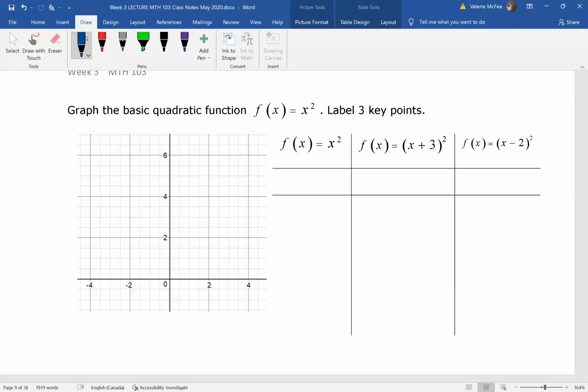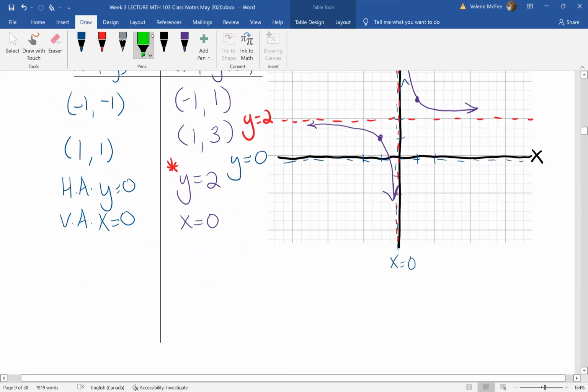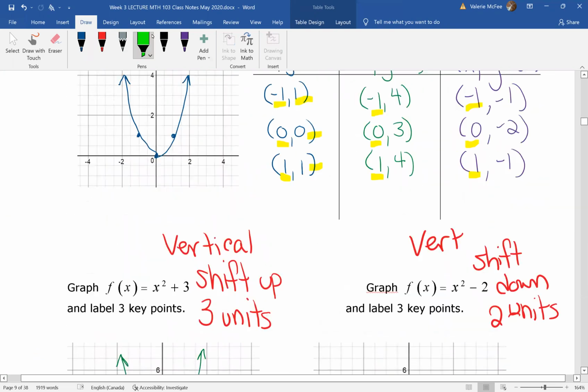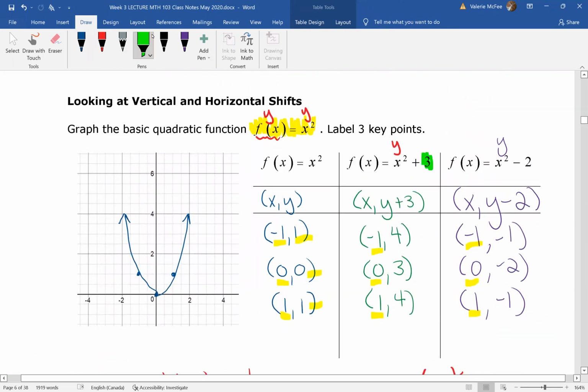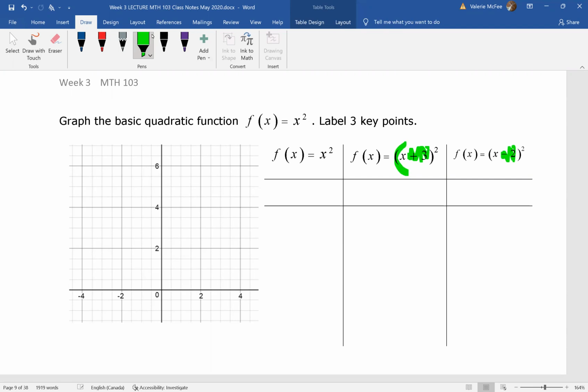So we want to look at another set of transformations here. Can you see how this is different from what we did in the last two lessons? Let's go back to the start there. We had a +3, but it was outside of x squared. Now, both the +3 and the -2 are inside the function. Let's take a look at what this means. And you should be thinking about it.